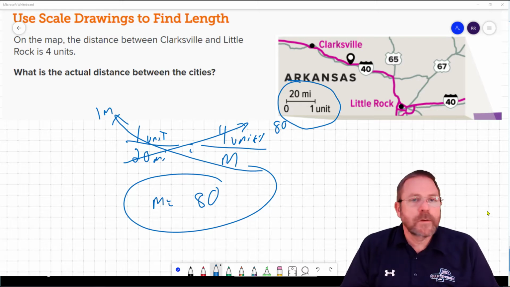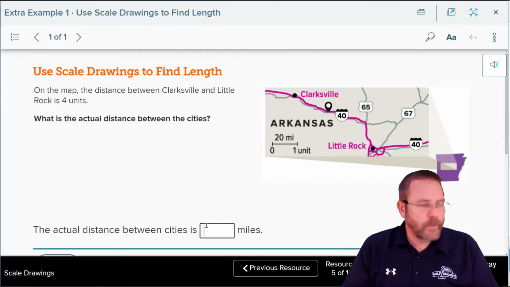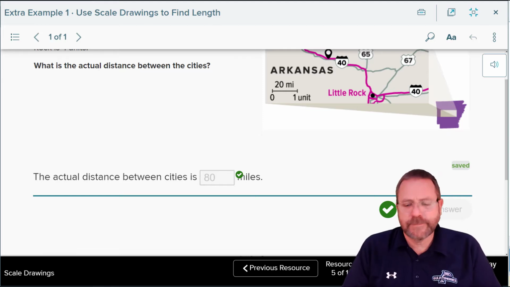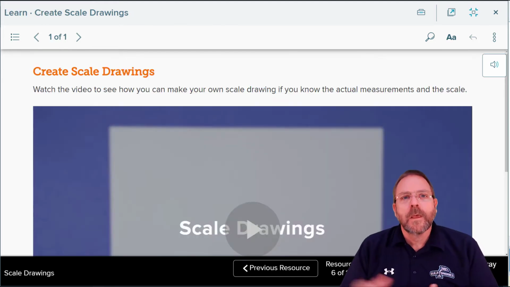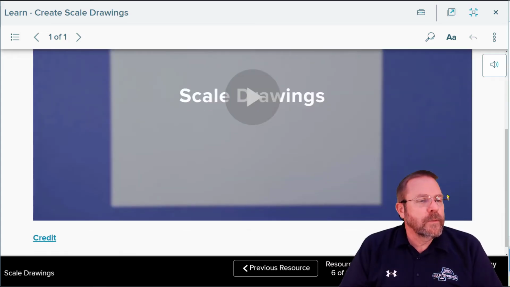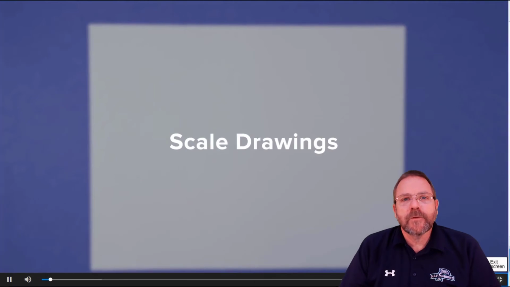Skip back over to our textbook, which is right there. Let's try that again. And type in our 80 and check it. And the answer checks. Easy math. But what if you were asked to create a scale drawing of something? This is what we're going to be doing in this video. Let's see what they have to say.